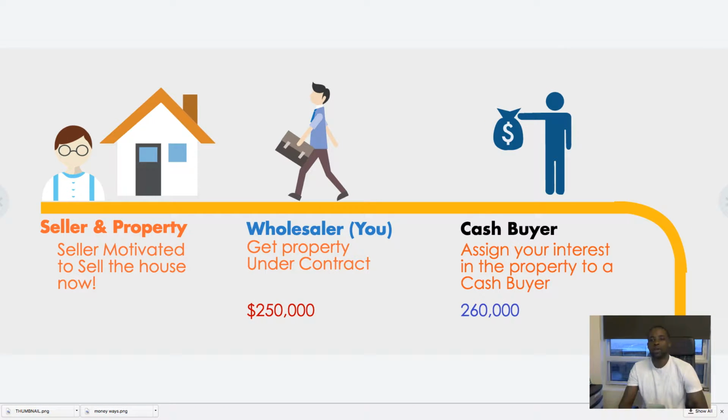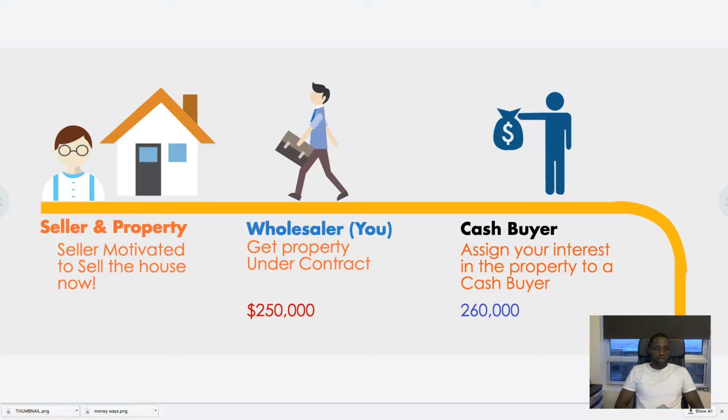Here's a quick illustration just to explain what it is. The seller called you through your marketing and said, hey, I'm looking to sell my house, and I heard you guys pay cash for houses. I don't want to go through a realtor, maybe because my house can't pass an inspection, and I don't think the bank will finance it.